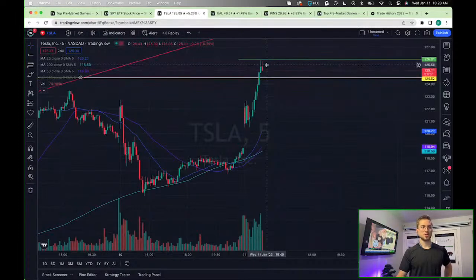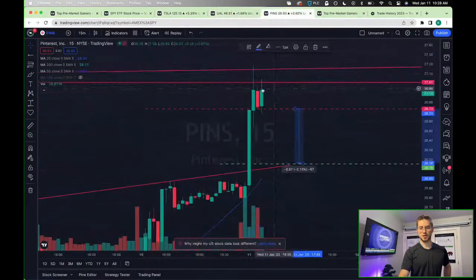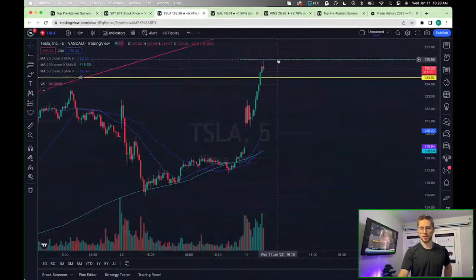UAL and Pins are just trading sideways, not really doing much. Let's flip back to UAL. Just stuck over there. Pins also just stuck, but above our last short level, so we're almost in the money. So Tesla, we're going to have to readjust our Tesla level if we want to short that again.